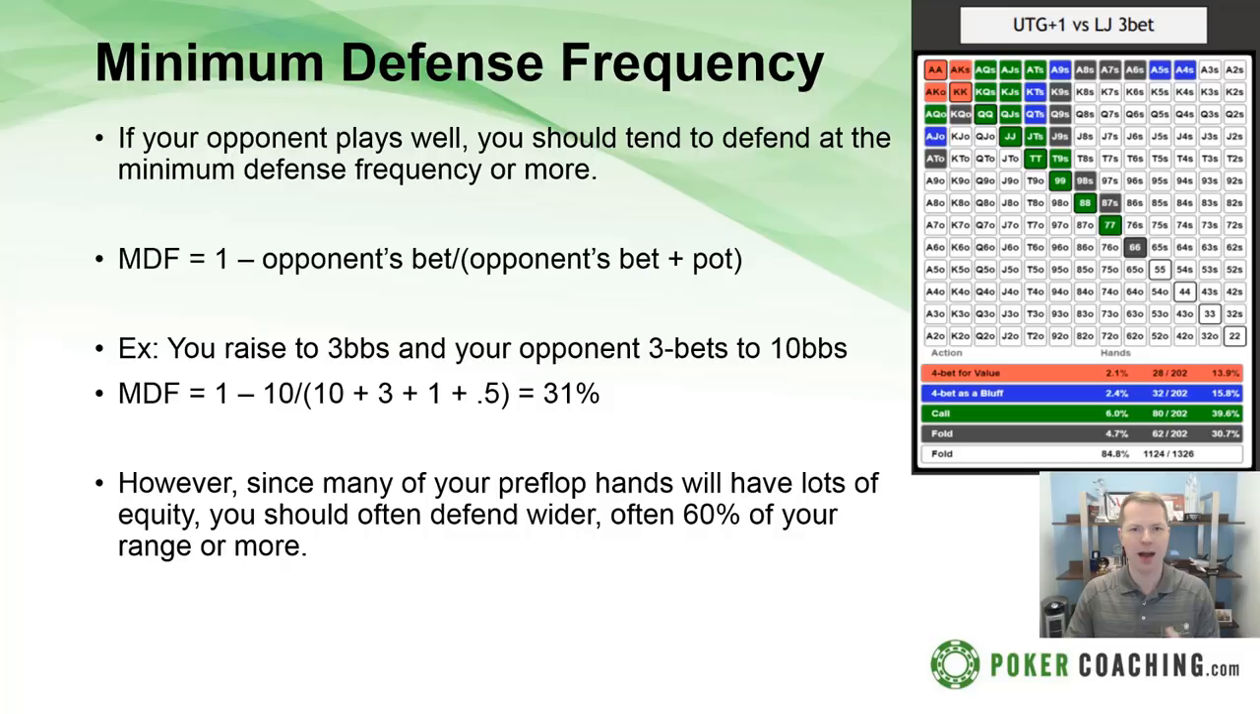So as you see, it's usually going to go red hands, green hands, blue hands, and then gray hands. We'll see that as we continue going through a lot of the charts. But the minimum defense frequency and the general strategies for this situation where you raise and someone re-raises, when they three bet, is also in the charts. So make sure you go and look at the charts.